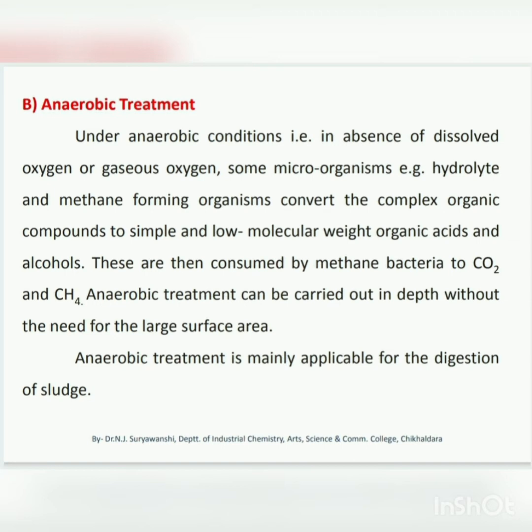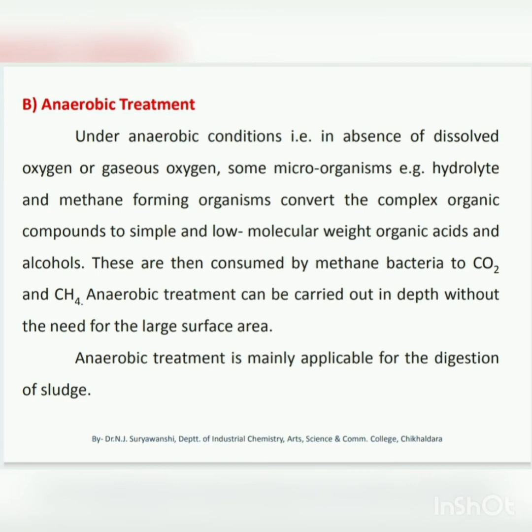These are then converted by methane bacteria to carbon dioxide and methane. Anaerobic treatment can be carried out in depth without the need for a large surface area. It can take place in mixed or enriched cultures and can therefore be maintained on a large scale. The process is applicable for most substances except a few like lignin and mineral oils.